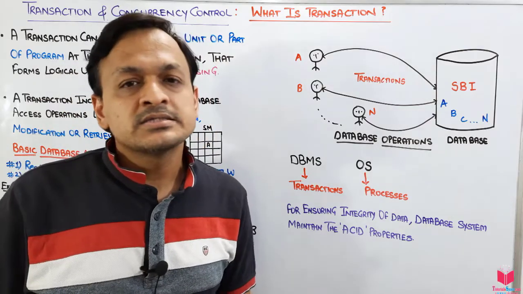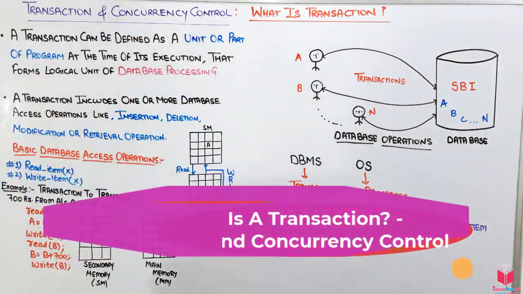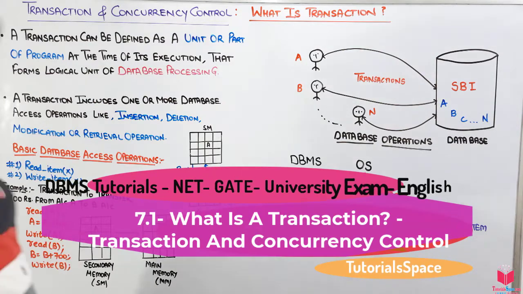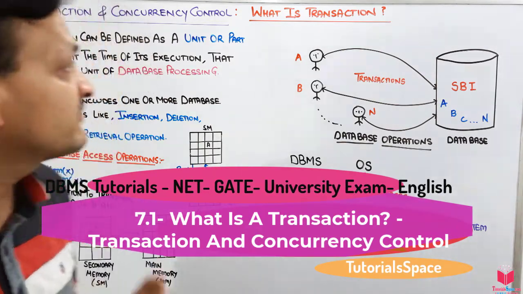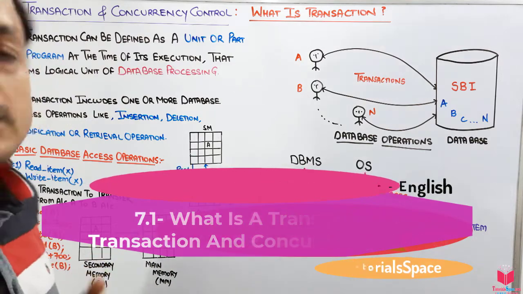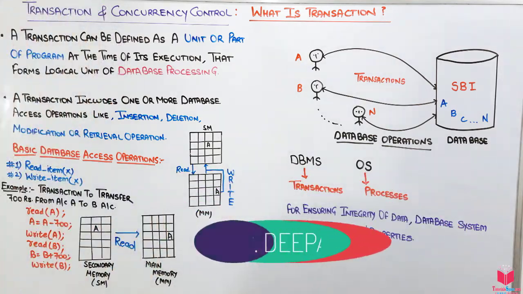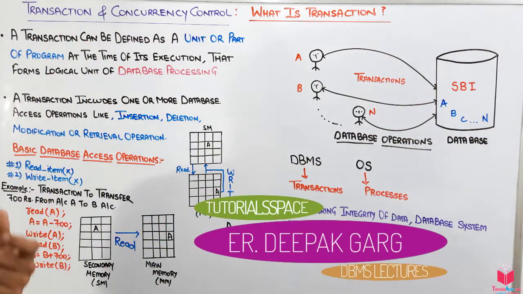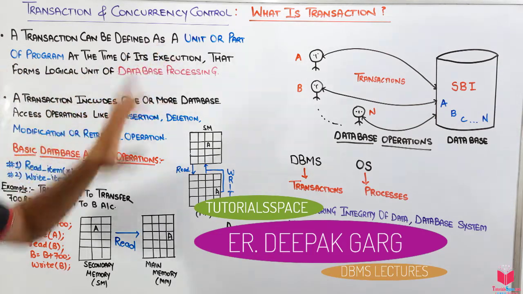Hello guys, today we will start our new section, that is transaction and concurrency control. In this section we will start with the first topic, that is what exactly a transaction is. Let's see. A transaction can be defined as a unit or part of a program at the time of its execution.